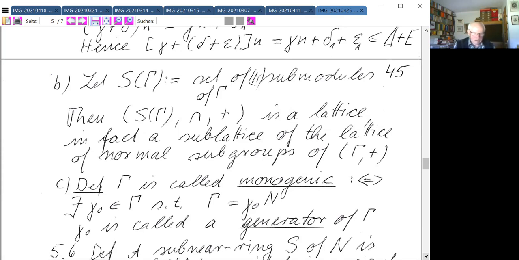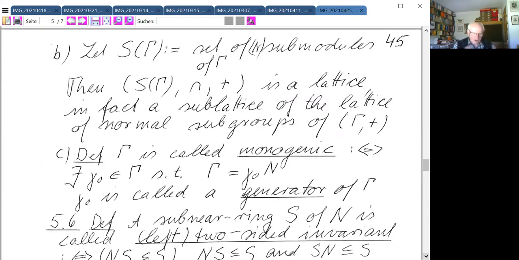The next subsection C is a bit out of order just at this place, but I found out that I need it, and so I put this definition here. I call gamma monogenic. People quite frequently say cyclic, but when I was young and did my thesis, my supervisor was absolutely against cyclic because that has nothing to do with a cycle. Monogenic comes from the work of Bourbaki, monogène. It means generated by a single element.